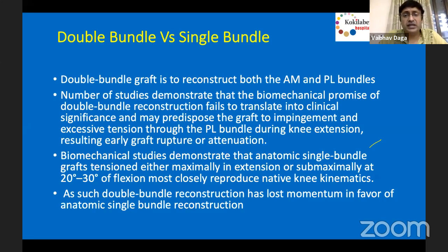A double bundle graft reconstructs both the anteromedial and the posterolateral bundles. A number of studies demonstrate that the biomechanical promise of double bundle reconstruction fails to translate into clinical significance and may predispose the graft to impingement and excessive tension through the posterolateral bundle during knee extension, resulting in early graft rupture or attenuation. Biomechanical studies demonstrate that anatomical single bundle grafts, tensioned either maximally in extension or submaximally at 20 to 30 degrees of flexion, most closely reproduce native knee kinematics. As such, double bundle reconstruction has lost its momentum in favor of anatomic single bundle reconstruction.